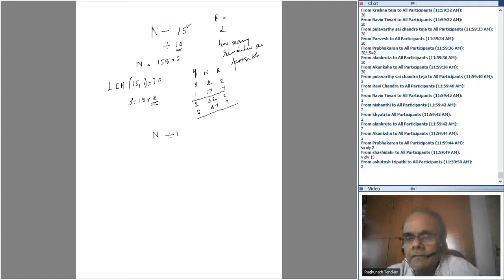Number divided by 10 leaves a remainder 2. Same number divided by 15. How many remainders are possible? Take it down. What's the number now? 10q plus 2. Are we clear? 10q plus 2.